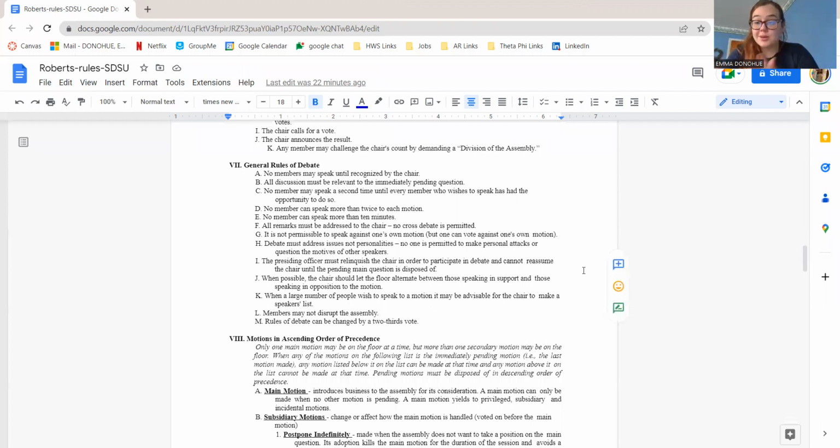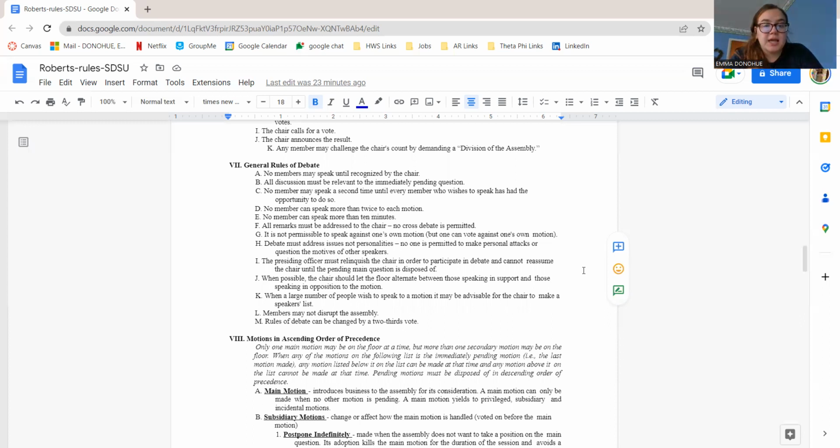Now that we have talked about the debate a little bit, let's get into the general rules of debate, because it's not just a free-for-all. There are rules that have to be followed. No member may speak until recognized by the chair. All discussion must be relevant to the immediately pending question. No member may speak a second time until every member who wishes to speak has had the opportunity to do so. No member can speak more than twice to each motion. No member can speak more than 10 minutes. All remarks must be addressed to the chair. No cross debate is permitted.